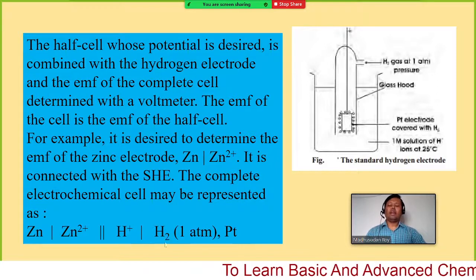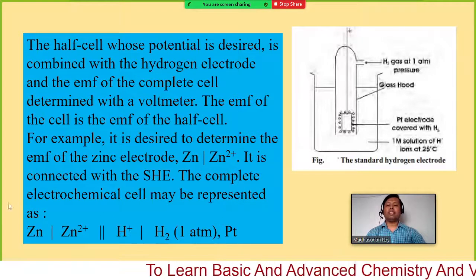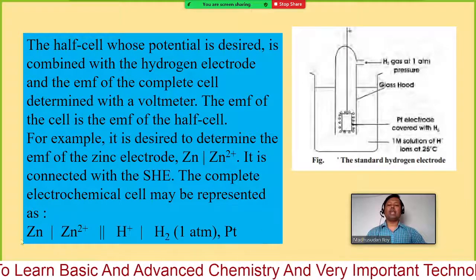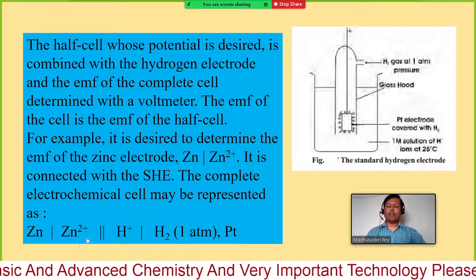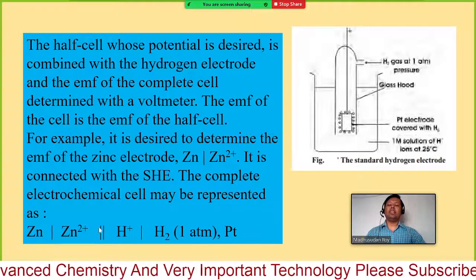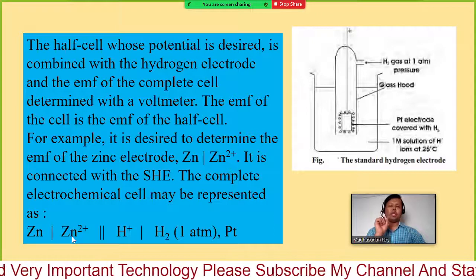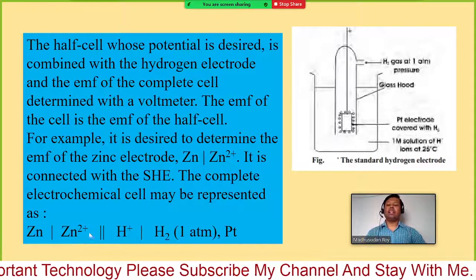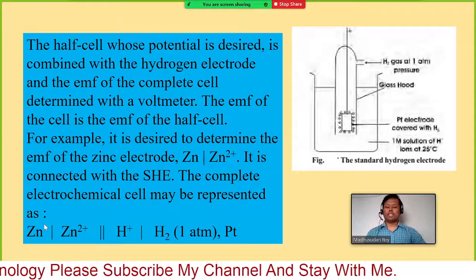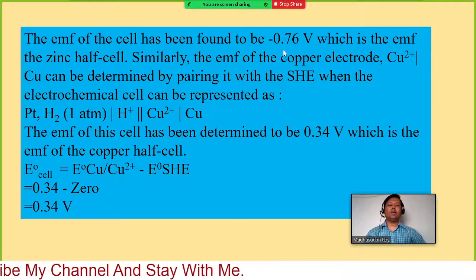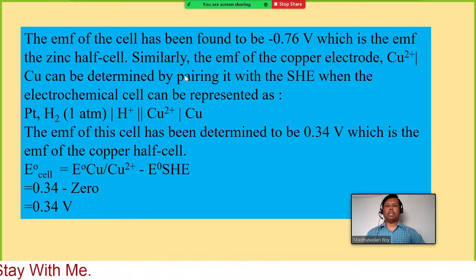So the half cell potential we have measured at the voltmeter is exactly the same as what we should have in the case of the zinc electrode or zinc electrolyte individually. That is the standard electrode potential for the zinc. The EMF of the cell has been found, -0.76, which is the EMF of the zinc half cell.